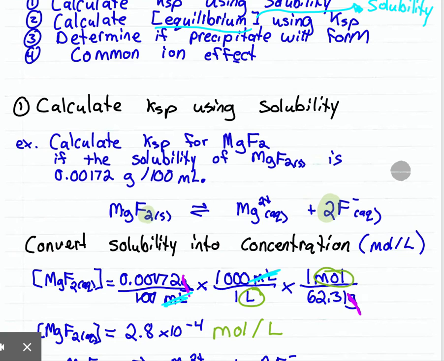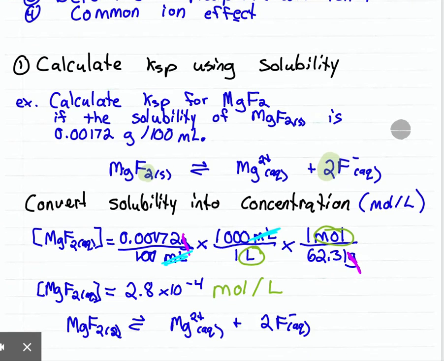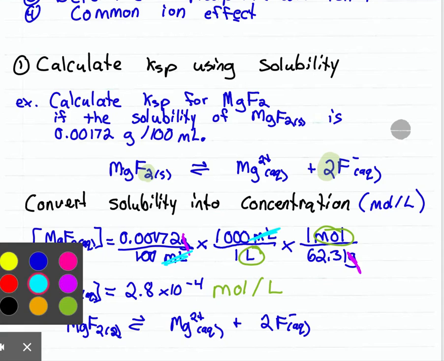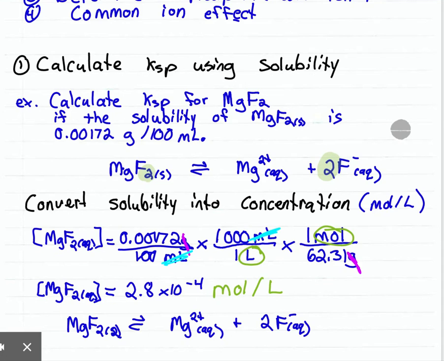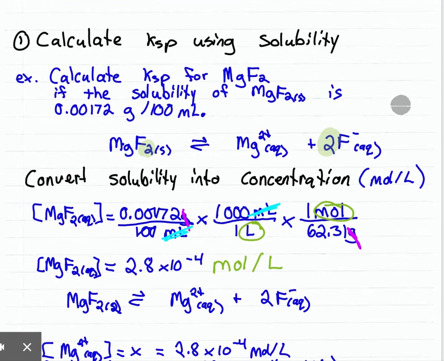All right, so we know our concentration of our magnesium fluoride, our solid. If we go back and we look at our dynamic equilibrium, magnesium fluoride is making a magnesium ion and 2 fluorine ions. So if we say that this is X, then a magnesium is also going to be X because it's 1 to 1. And our fluorine is going to be 2X. So we're going to say that this equals X up here.